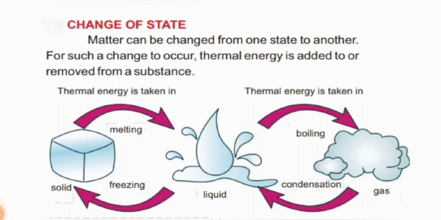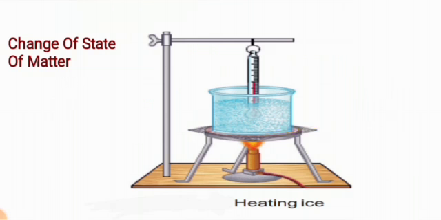Students, matter can be changed from one state to another. For such a change to occur, thermal energy is added or removed from a substance. Now, in order to understand the concept of change of state of matter, look at this picture. Students, take a beaker and place it over a stand, as you can see here in this picture. Put small pieces of ice in the beaker and suspend a thermometer in the beaker to measure the temperature of the ice. This is the thermometer that is used to measure the temperature of the ice.